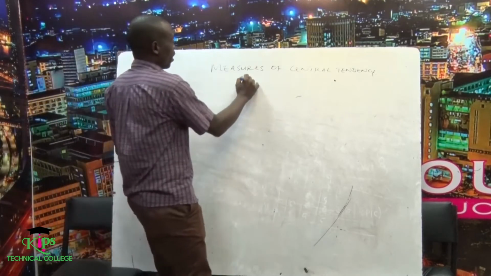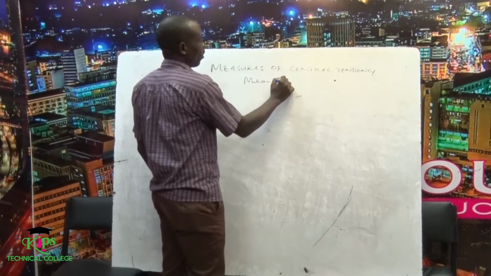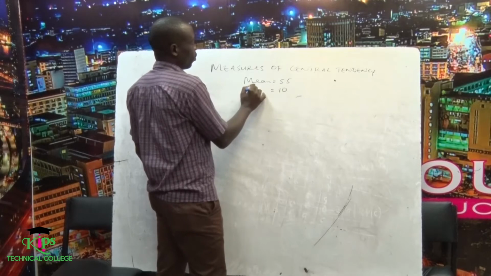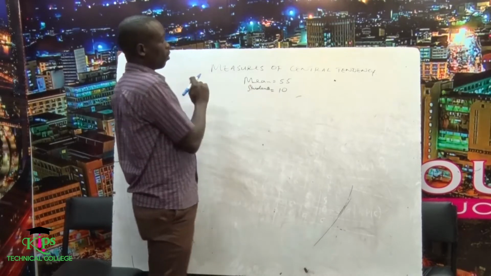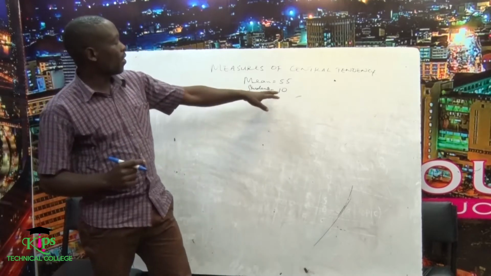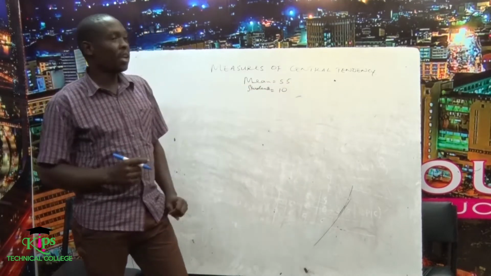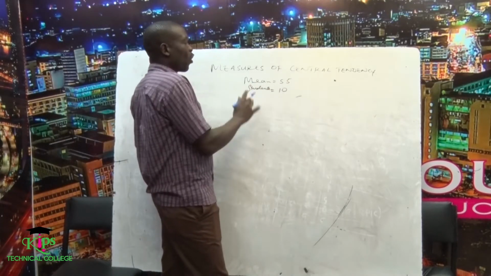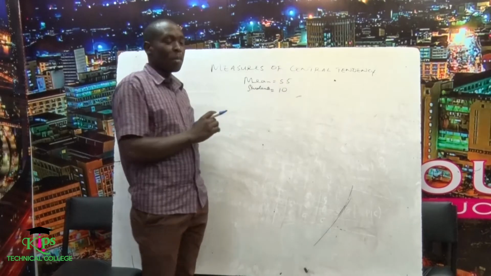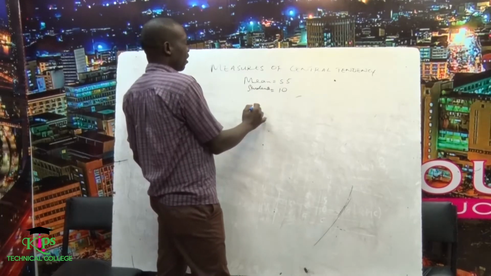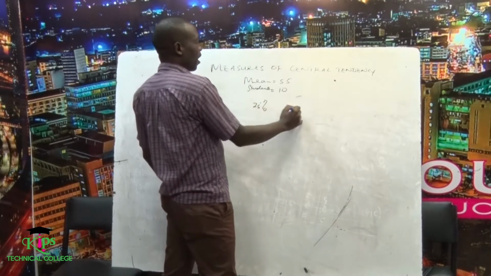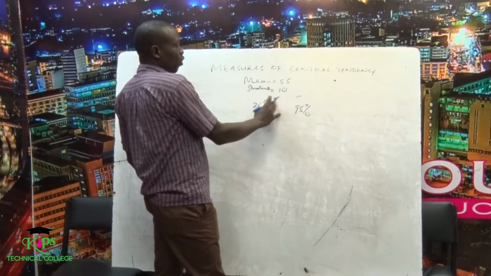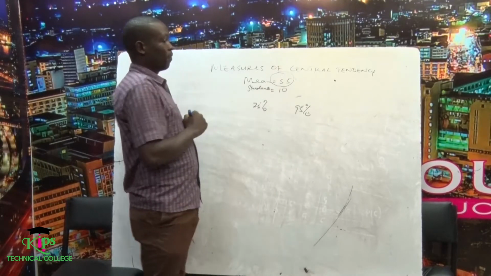For example, if the mean was 55 and we had 10 students who sat for that particular exam, it does not mean that all the 10 students scored 55, but on average, 55 was the score. In this case, you can find a student who scored 25%, and another one who scored 95%, but on average, the majority of the figures were around 55%.